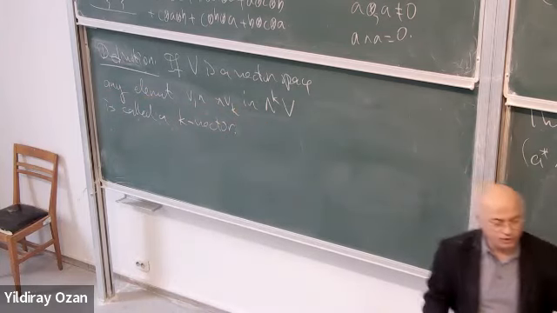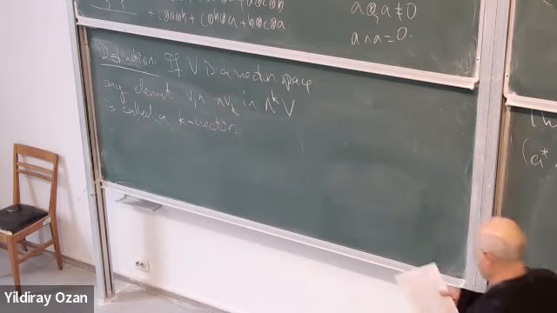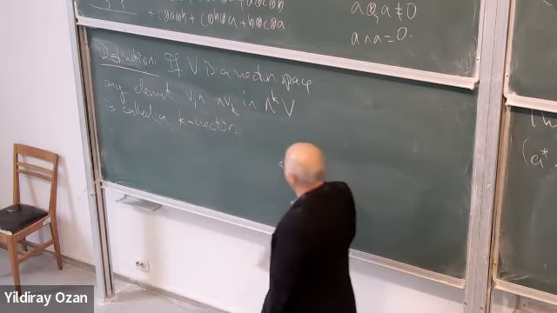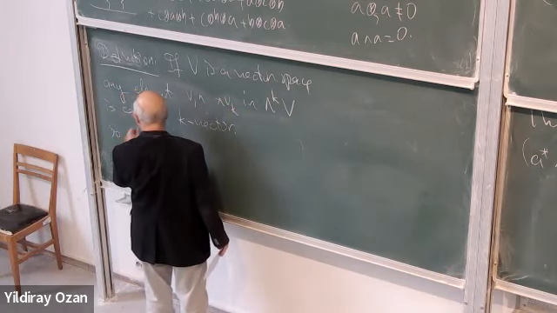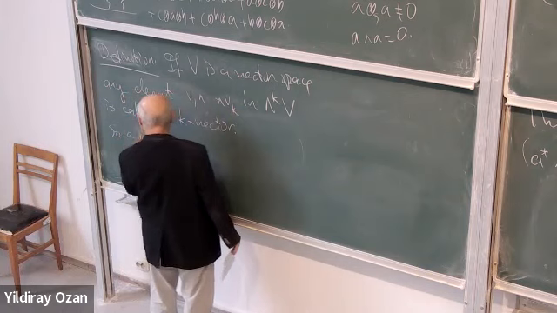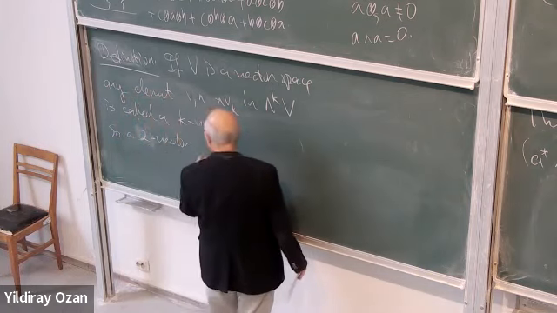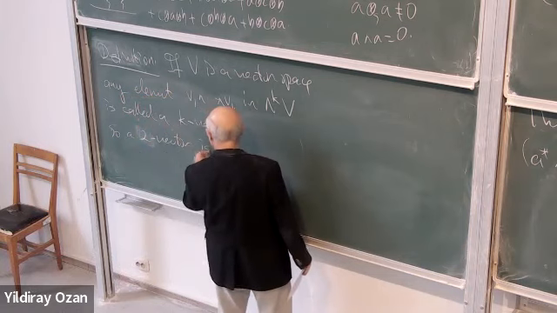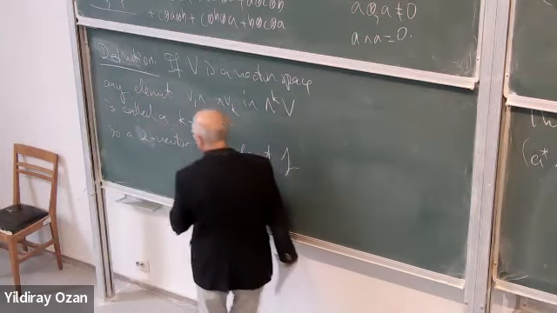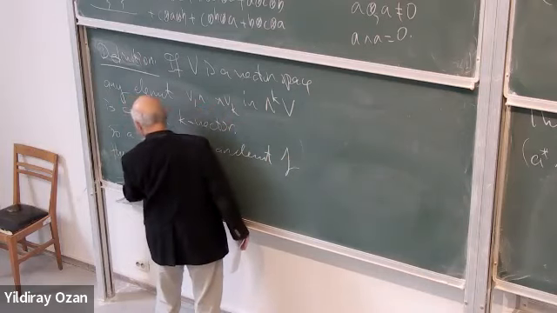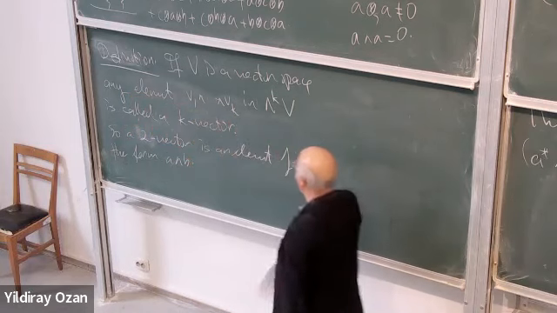Yani K vektör dediğimiz şey K tane vektörün wedge product'ı. So a two vector is an element of the form A wedge B. Okay.